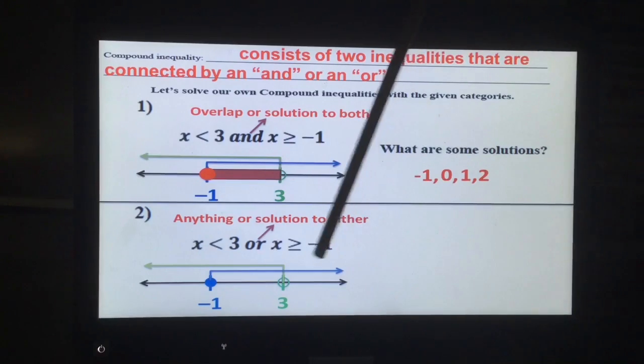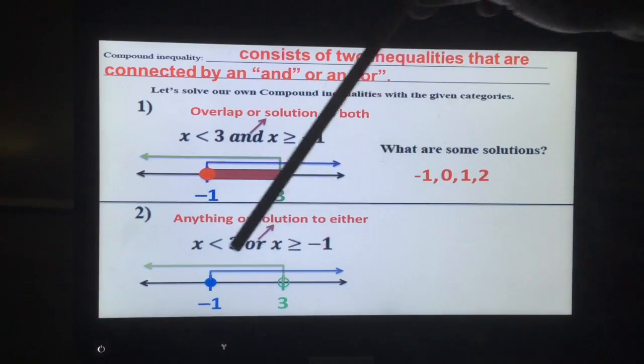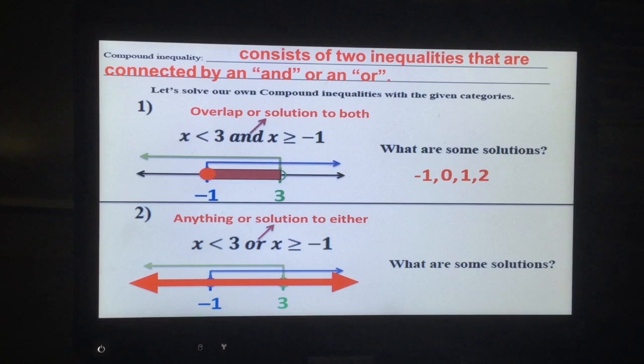Now again, every single one of these regions has a type of shading. Therefore, what we would say is the whole thing is a solution. So every single number on this number line is a solution. So when I say every single number on the number line is a solution, what that means is it's all real numbers, okay? So all real numbers would be the answer to number 2. Now if you need to press pause, go ahead. Otherwise I'm going to go to the next slide.